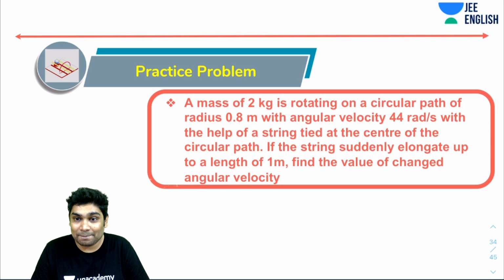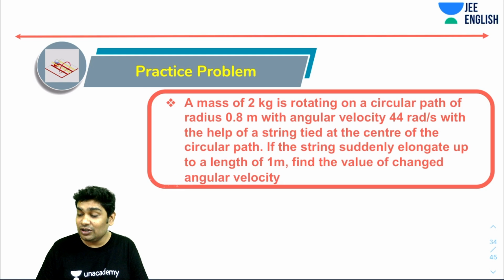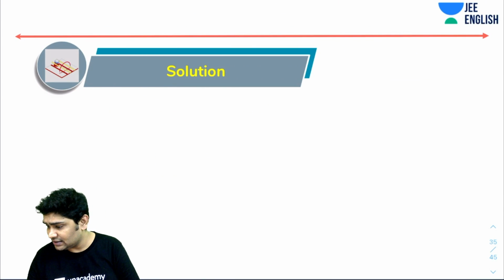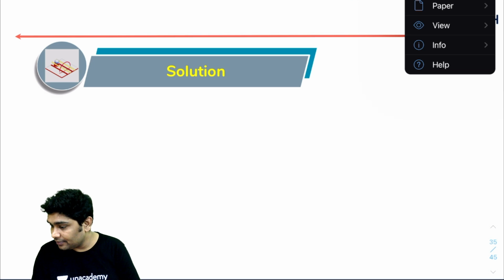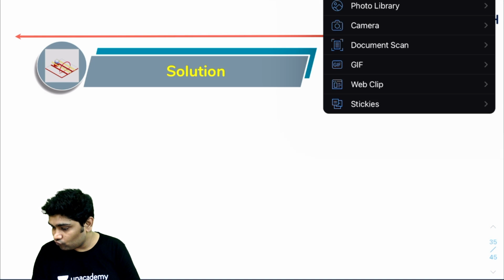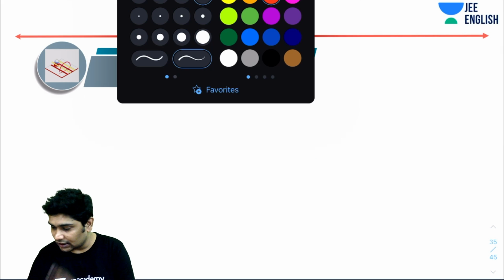Yes, I think more than 30 seconds have passed now. I'll go ahead and show you the solution. So what have you been told? A mass of 2 kg is rotating in a circular path of radius 0.8. Let's draw that situation.